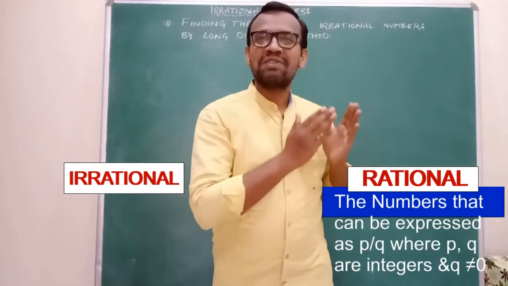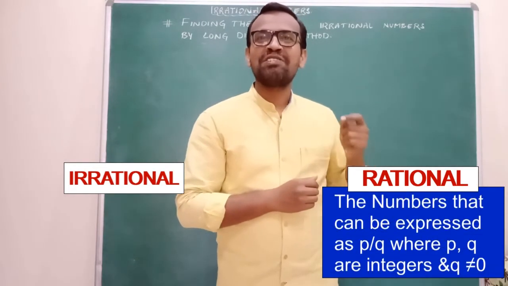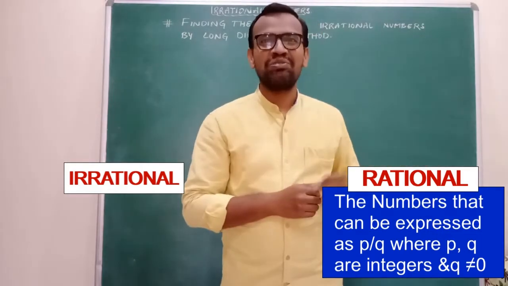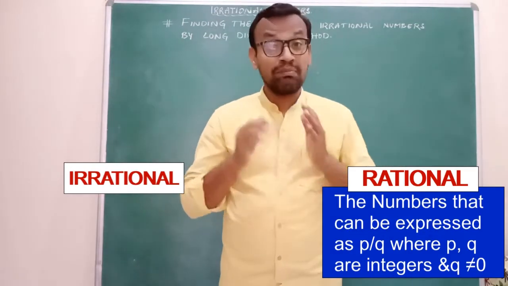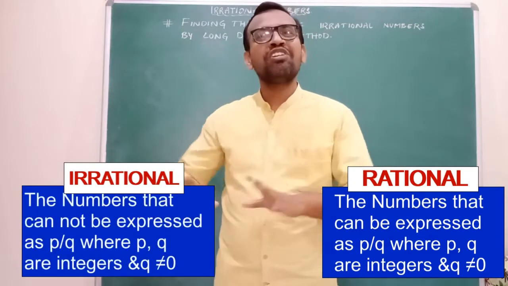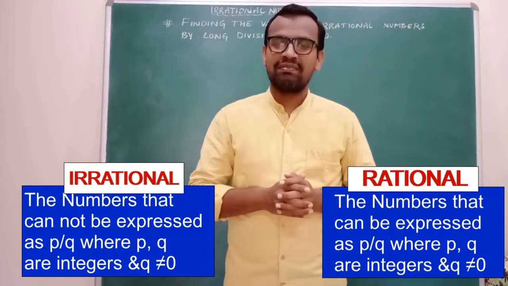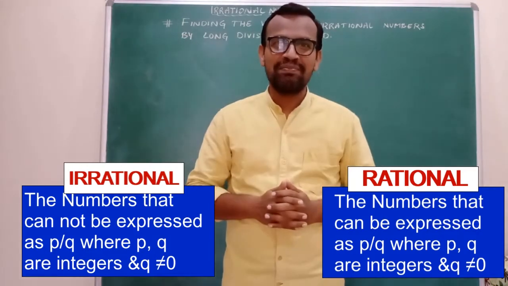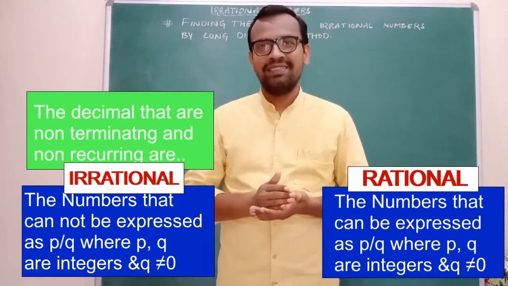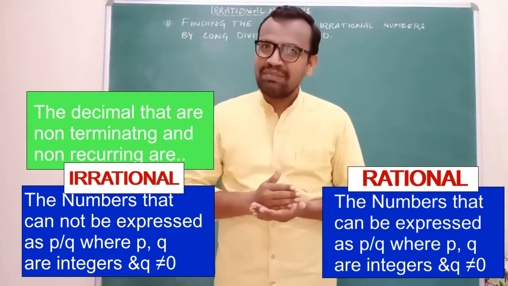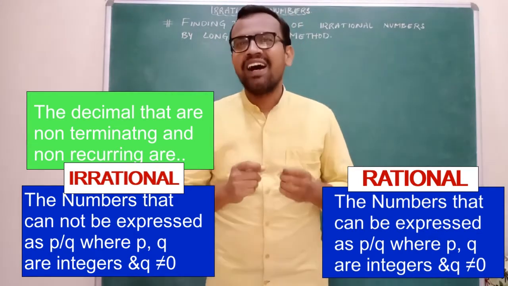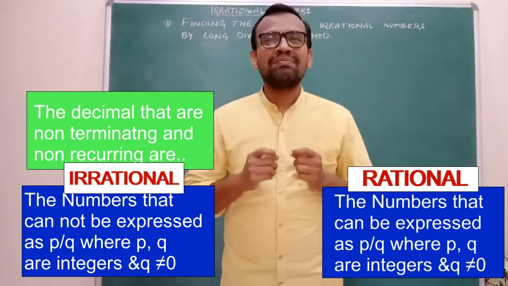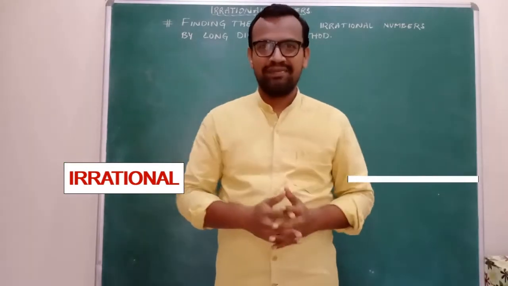Yes, the numbers which can be expressed in the form of p by q, where p and q are integers and q is not equal to 0, are rational. That means irrational numbers cannot be expressed in p by q form. Then what are the numbers which cannot be expressed in p by q form? Yes, the decimals which are non-terminating and non-recurring cannot be expressed in p by q form. That means those are irrational.